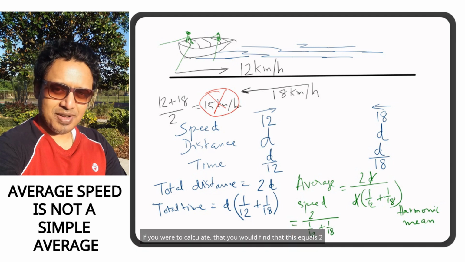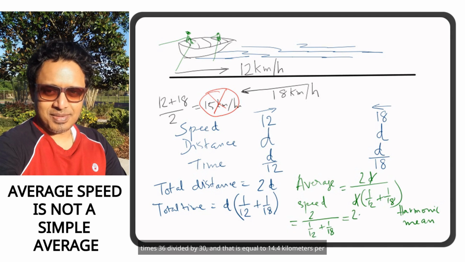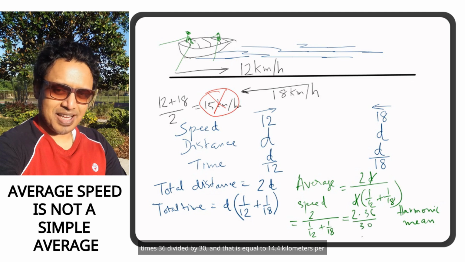And if you were to calculate that, you would find that this equals 2 times 36 divided by 30. And that is equal to 14.4 kilometers per hour.